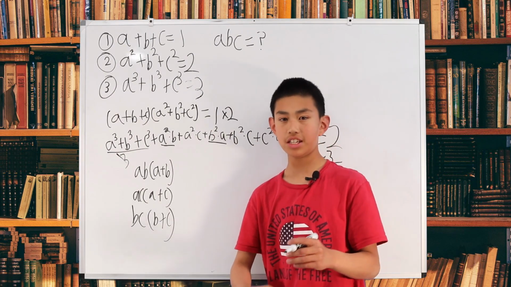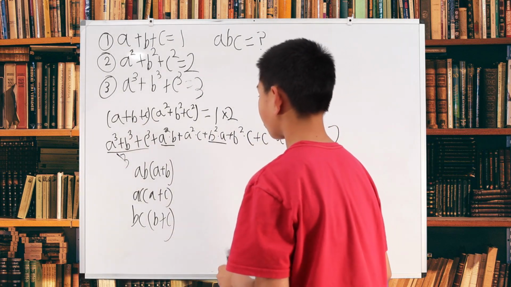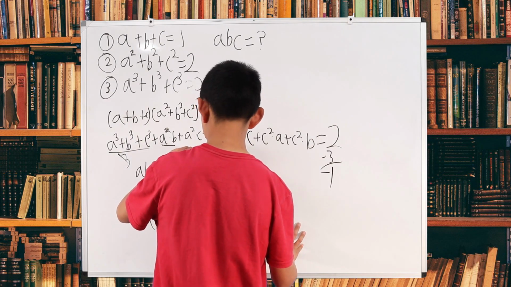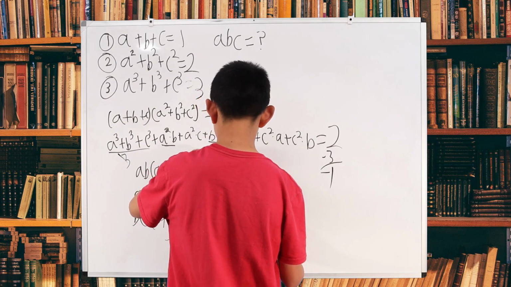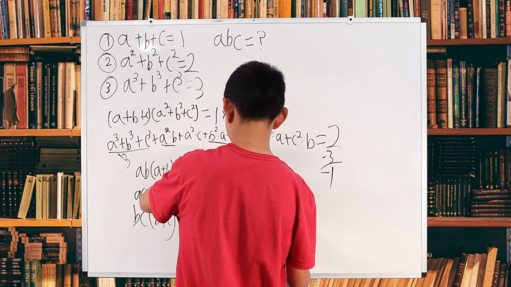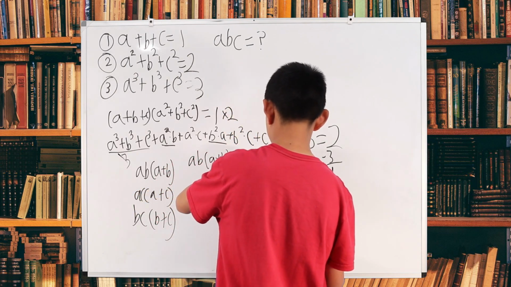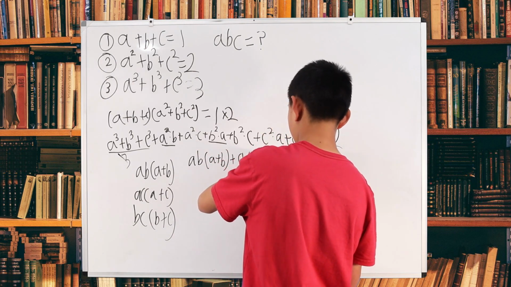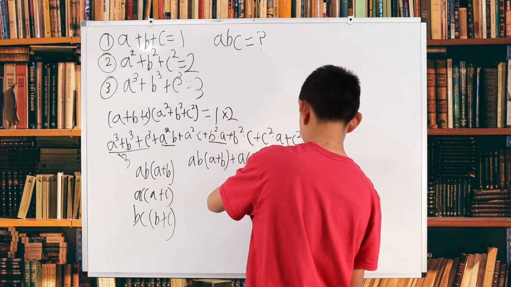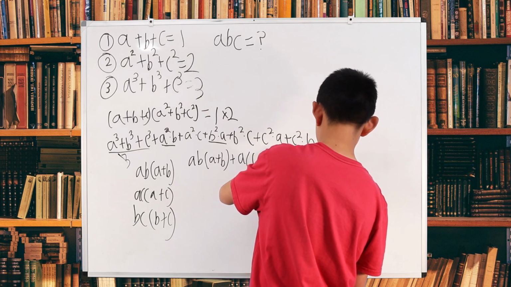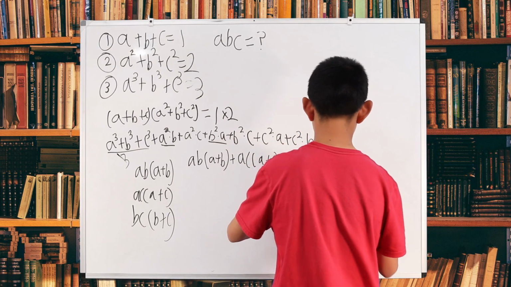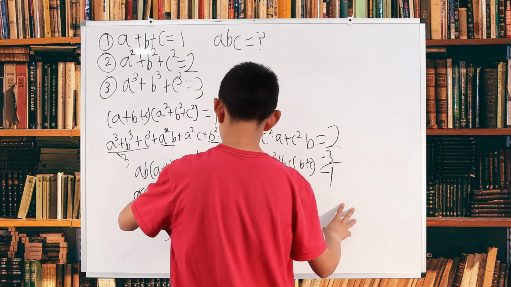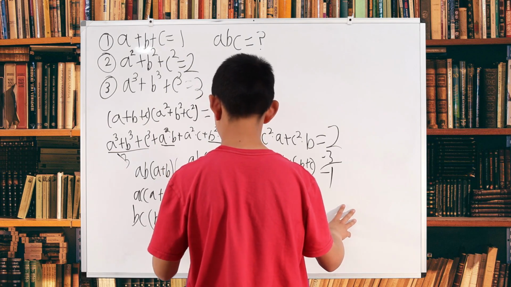Now we can just put these values in here. So it's going to be ab times (a plus b) plus ac times (a plus c) plus bc times (b plus c). It's equal to negative 1 right here.